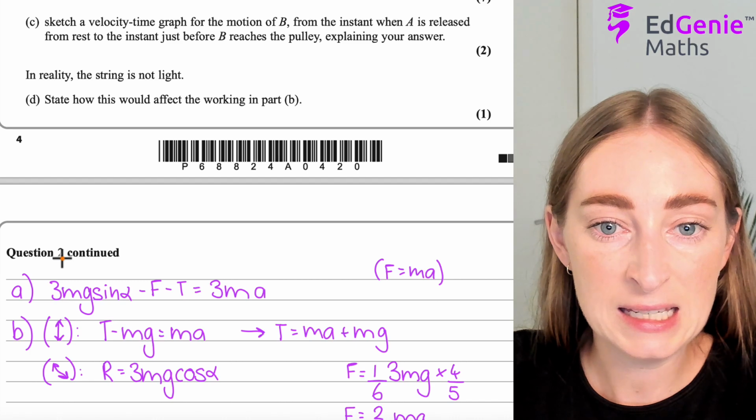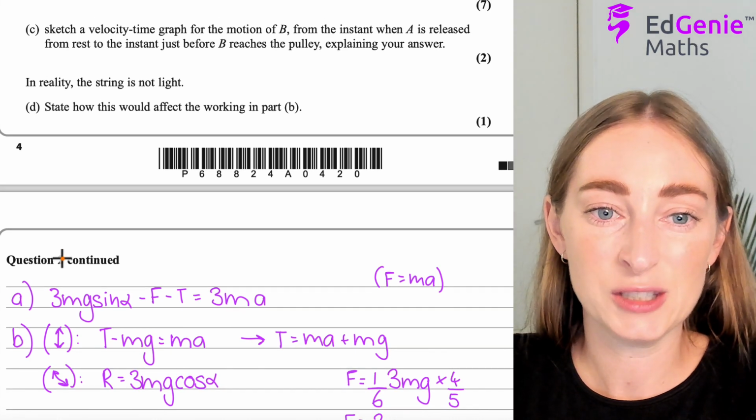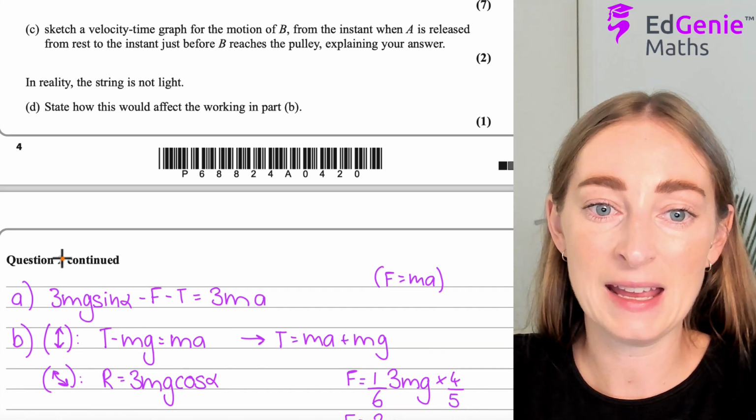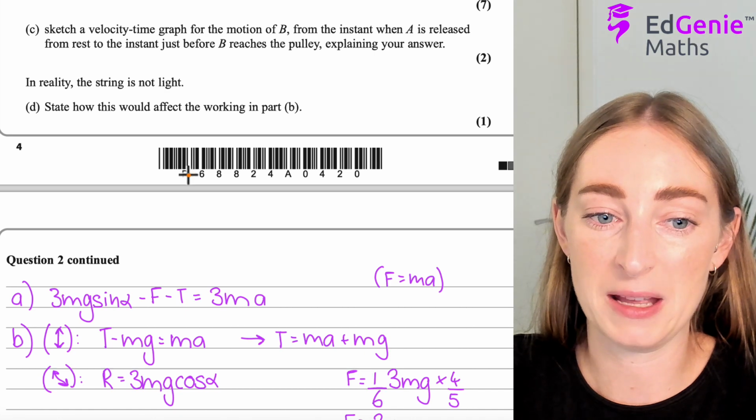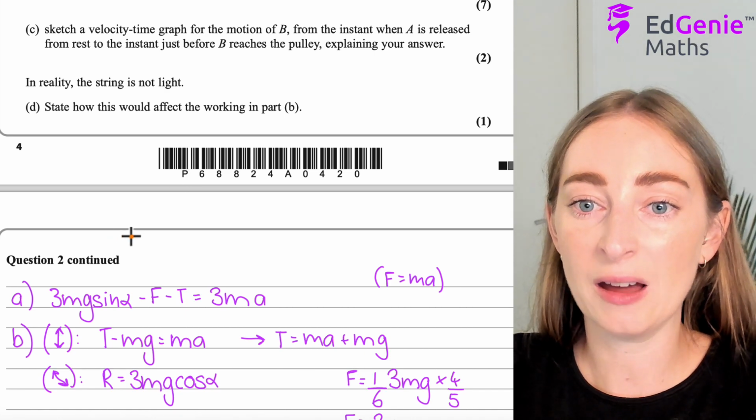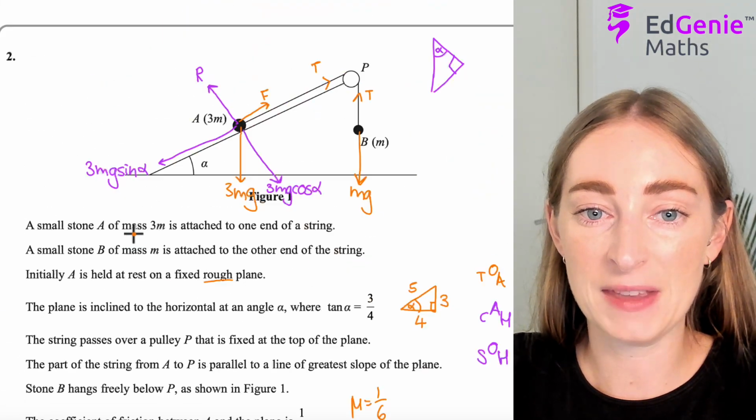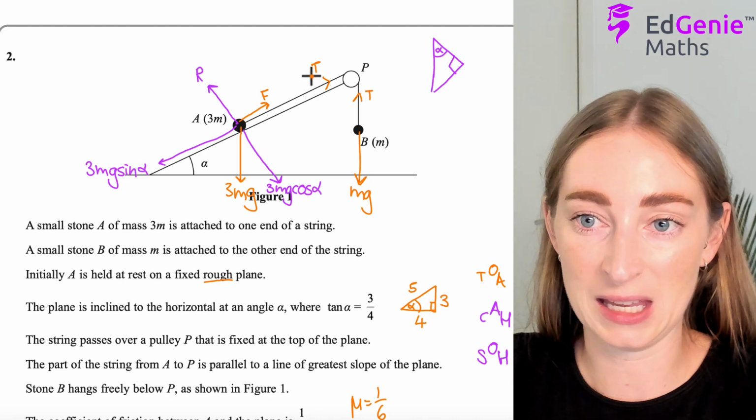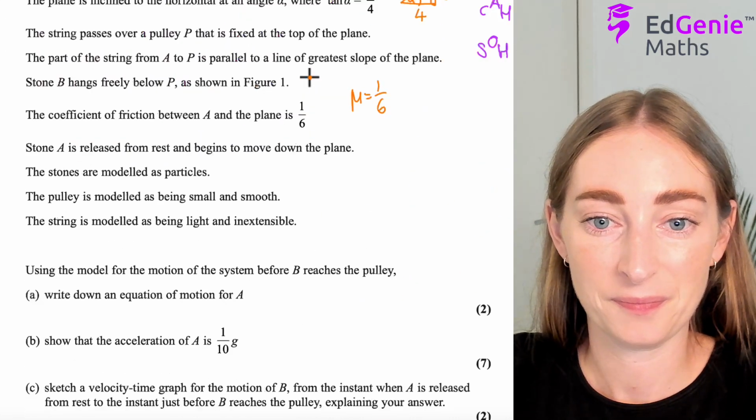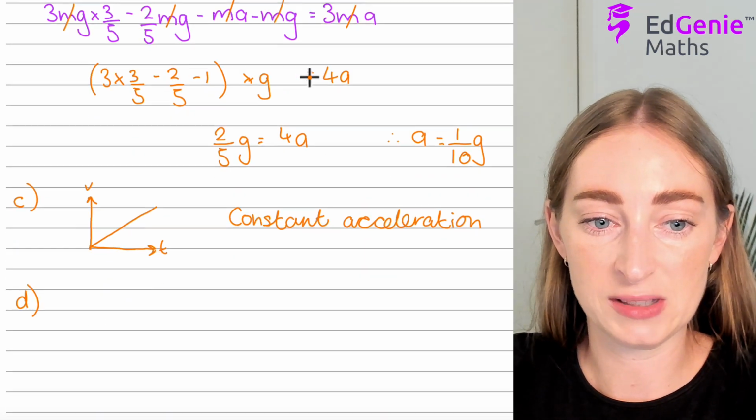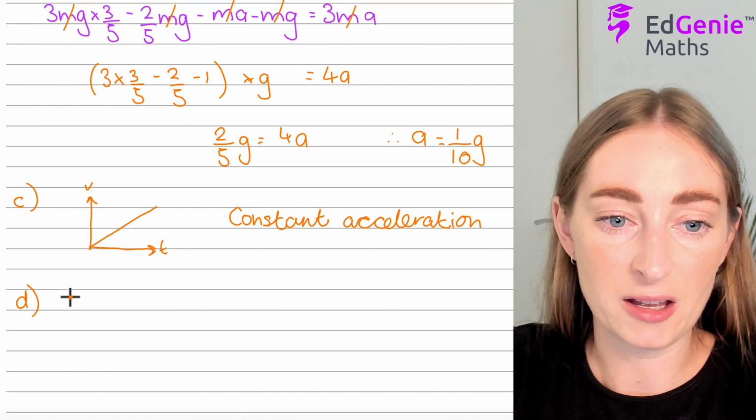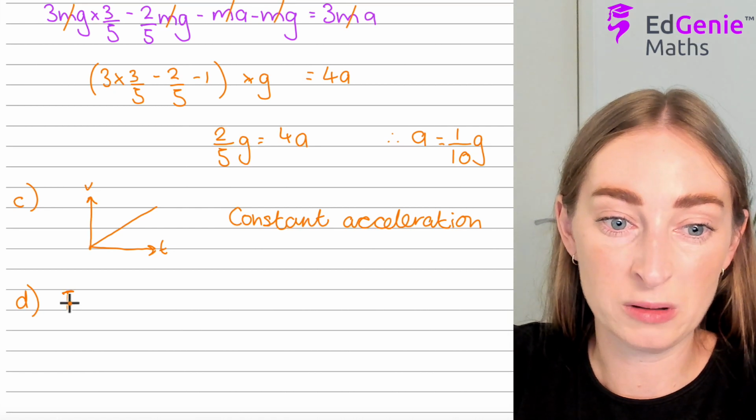And part D. In reality, the string is not light. State how this would affect the working in part B. So if the string is not light, then that means that this tension here and this tension here would be different. So I can just say something like, tensions would not be equal.